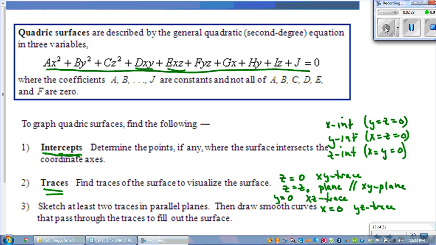So once you get the intercepts and the traces, sketch a couple of the traces in parallel planes, like what we did on those last examples, and then just draw curves that go through those traces to fill out the surface.